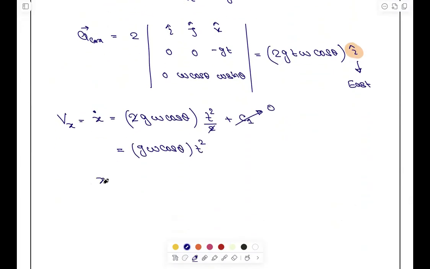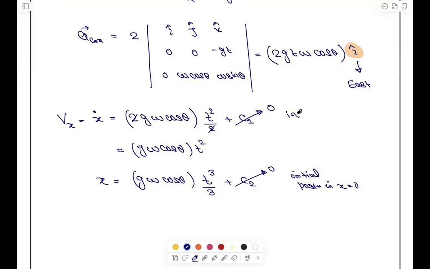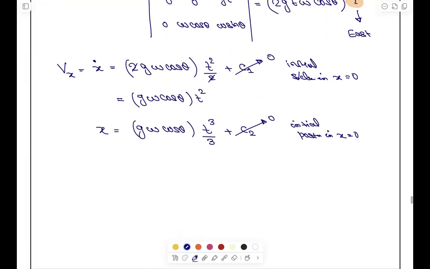Now again, for finding the x, again we have to integrate it. So it will be g omega cos theta and this will become t cube by 3 plus c2. Now this c2 will be 0 because initial position in x is 0. Here it was 0 because initial velocity in x was 0. So from here we have x, the value.